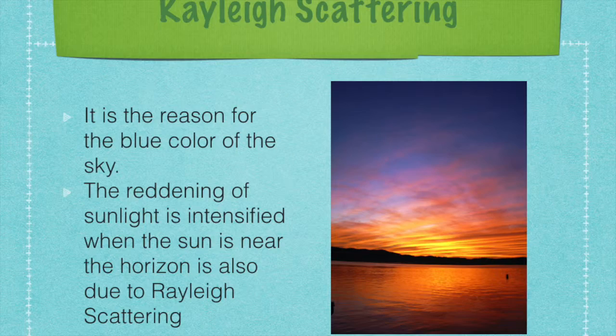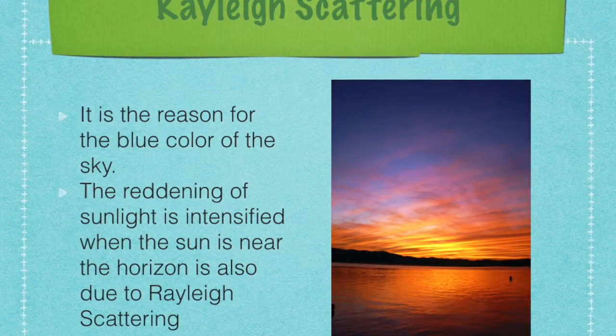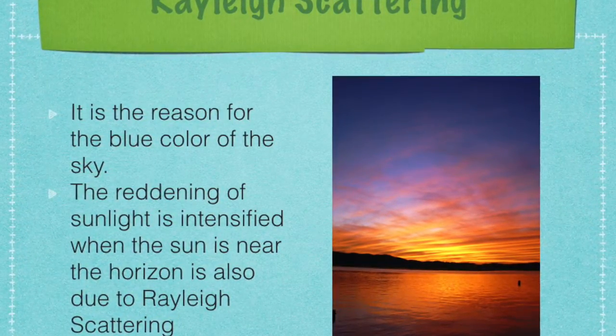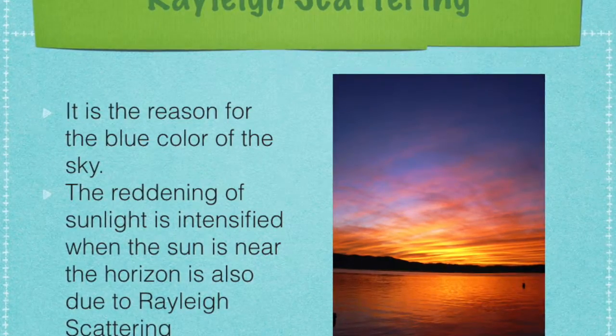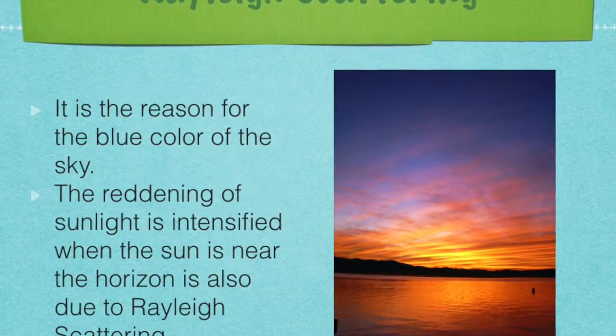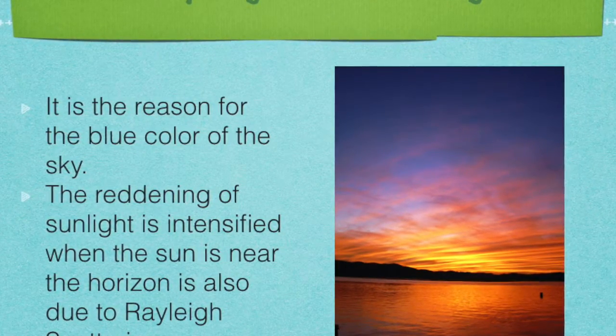The simulation clearly shows this type of scattering. We do not observe much scattering when there is a single obstacle, but when there are a larger number of small particles, we clearly see a difference. Rayleigh scattering explains the blue color of the sky, and also the reddening of sunlight is intensified when the sun is near the horizon. This is also due to Rayleigh scattering.